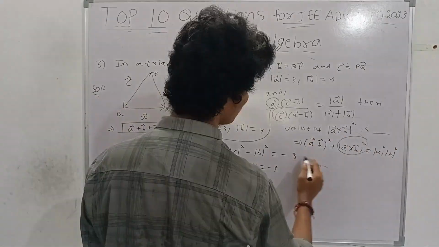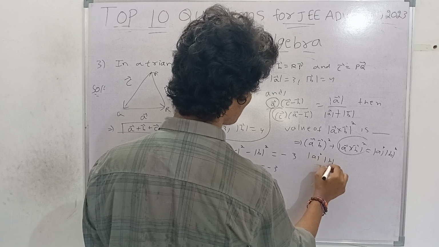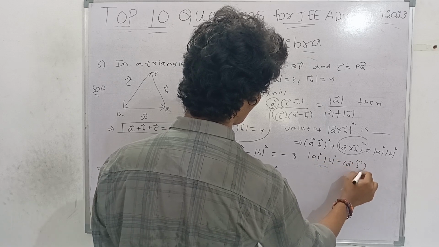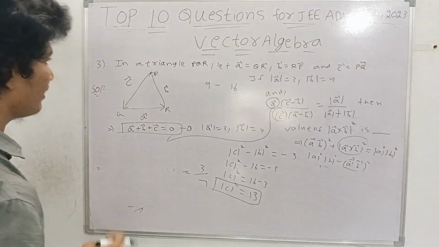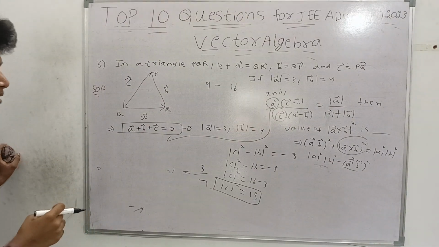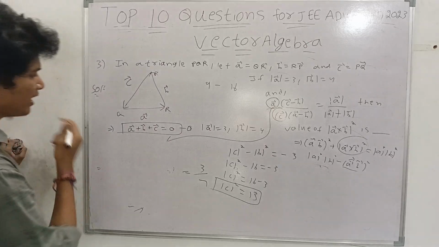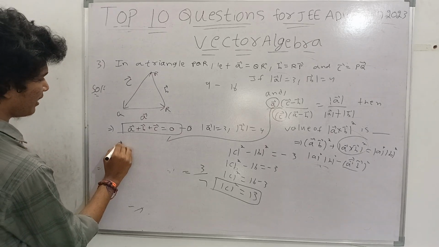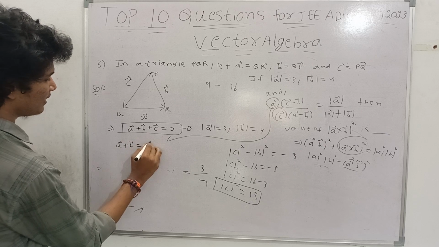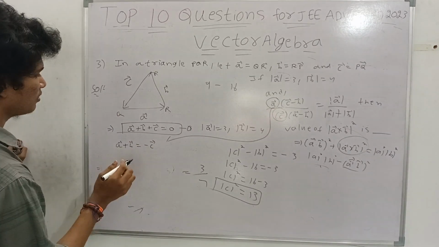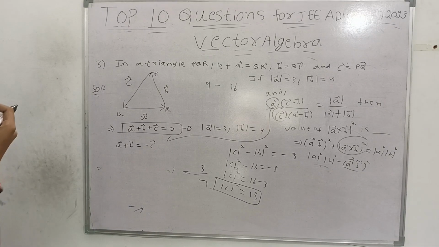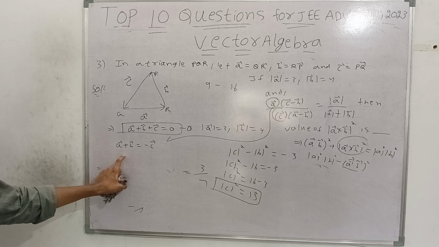They are asking this, so I can get magnitude of A square, magnitude of B square minus (A dot B) whole square. But the main thing is we don't know A dot B. We have to know A dot B. So how can we get A dot B? Simply, A plus B equal to minus C, and from this way we can do anything.